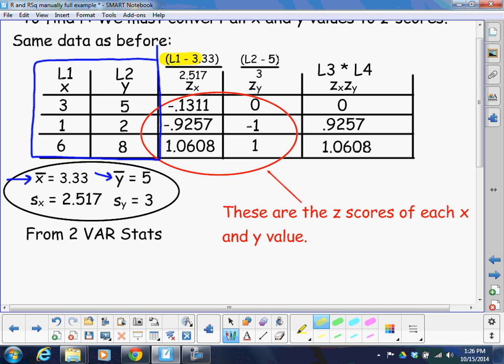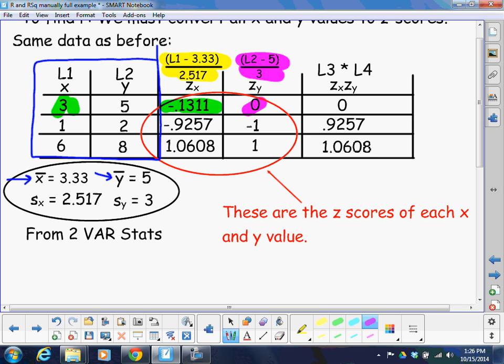I went and said, this was like in list 3. I said, I want to take every value in list 1, okay, which is the x value. And you can see I'm subtracting the mean, and then I'm dividing by the standard deviation. Okay, so it's telling me, for instance, that this x value of 3, it's negative 1.311 standard deviations. That's how many standard deviations it is below the mean. Okay, and then I went and did the same thing with the y values. The y values are all in list 2 originally. I subtracted their mean, which was 5, and then I divided by its standard deviation, which was 3. And I got a z-score for each of the y values.